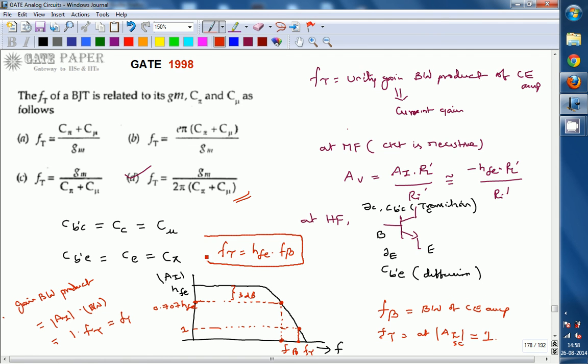These are two important points to be remembered. F tau is nothing but the unity gain bandwidth product at which the short circuit current gain of the common emitter amplifier will become unity. F beta is the cutoff frequency at which the short circuit current gain of the CE amplifier will become 70.7% of its maximum value, or we can say 1 by root 2 times its maximum value. The relation between F tau and F beta is: F tau is equal to HFE times F beta.